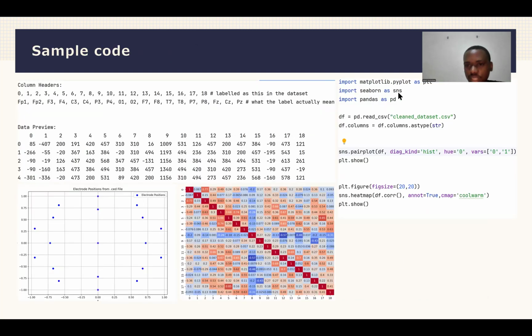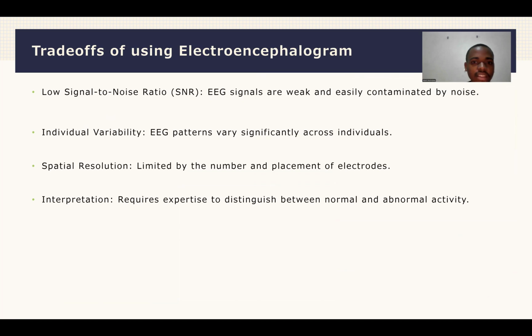So this is an example of the code, how you essentially use this data. Here, it's just for visualization. Get the data set, then plot the data, either a pair plot or a heat map. Now this is a heat map, this one here. A pair plot is just where you could plot different kinds of charts, 1, 2, 3 columns, whatever you want. Then we go to the trade-offs of using electroencephalogram, EEG.